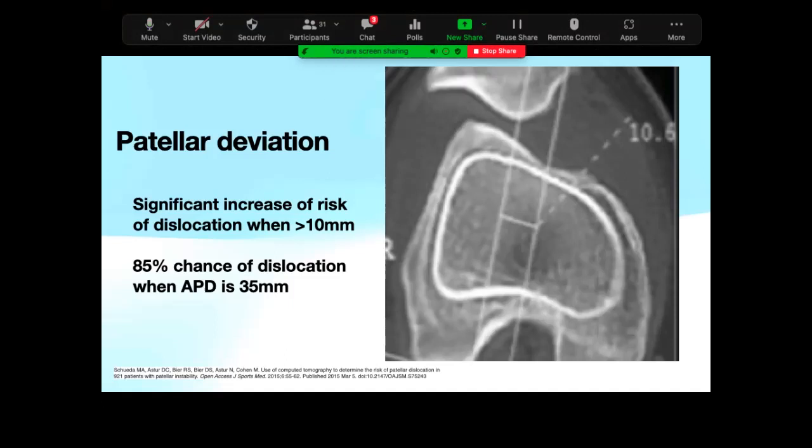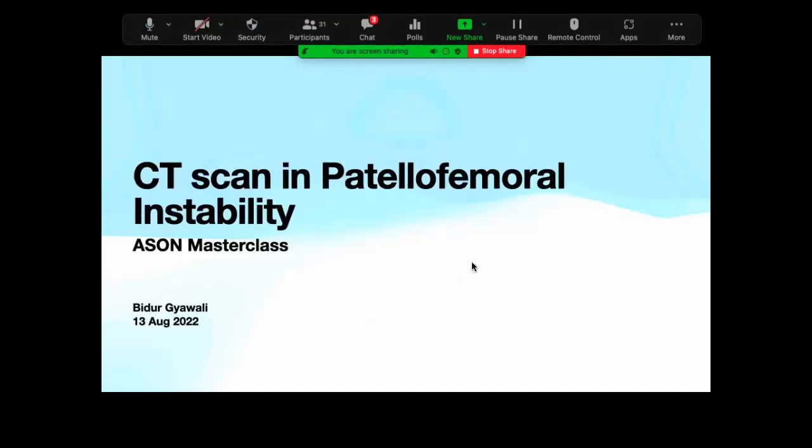Thank you, Dr. Vivek. Respected Amit sir, all the seniors and my friends. Sorry. My topic is CT scan in patellofemoral instability.